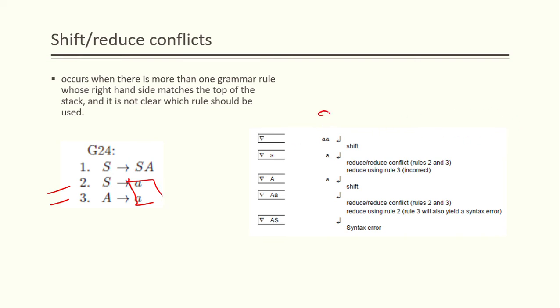Okay, for example in this case they go for AA, so you shift A. If you check A on the right hand side, there are two rules, rule 2 or rule 3. So there is also a conflict whether to choose rule number 2 or rule number 3. We call this a shift reduce conflict. There are two situations where the shift reduce conflict can happen.